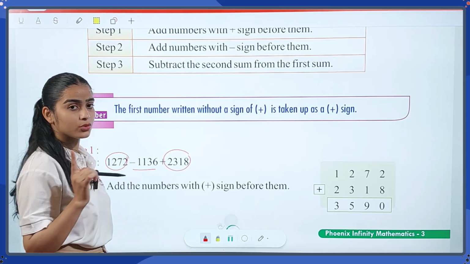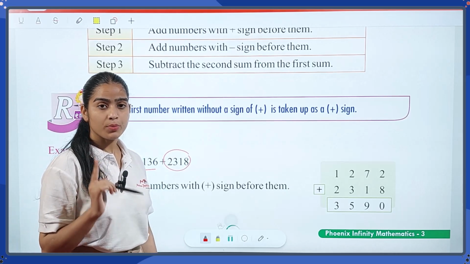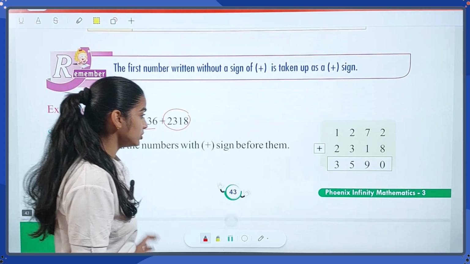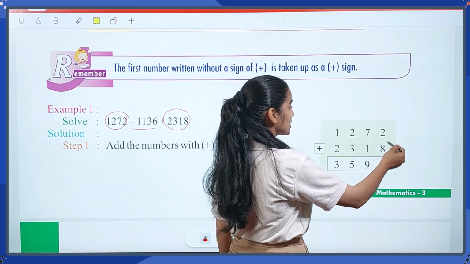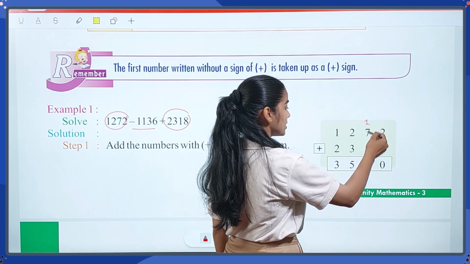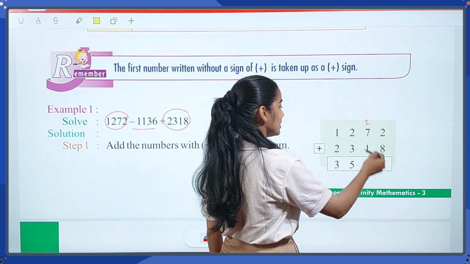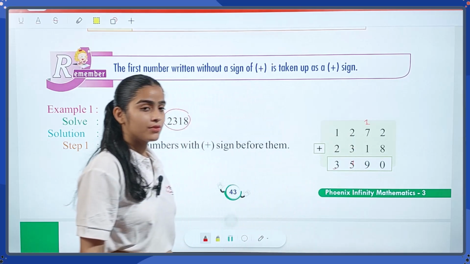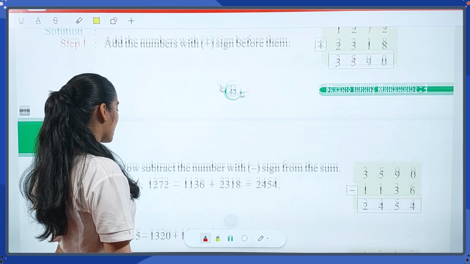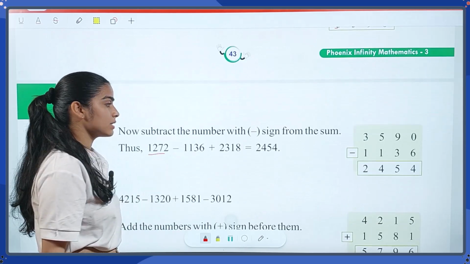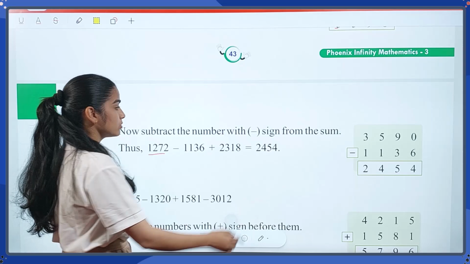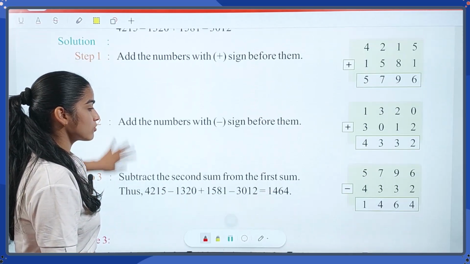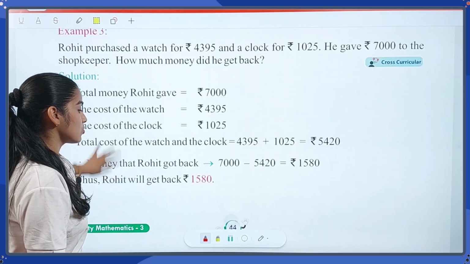It means first we have to apply the addition operation in the question and then we have to apply the subtraction operation. So when we add this number, 2 plus 8 is 10, 1 is there, 7 plus 1, 8, 8 plus 1, 9, 2 plus 3, 5 and 1 plus 2 is 3. So 3590 and then you have to subtract 1272 from this. So you will get 2454 as your answer. Okay students, so you have to do the same thing in your questions.